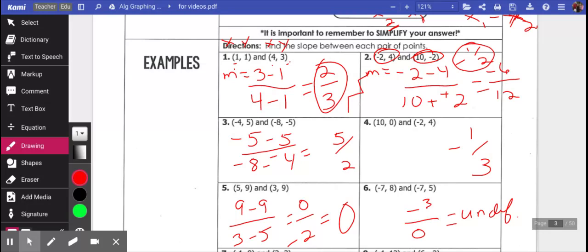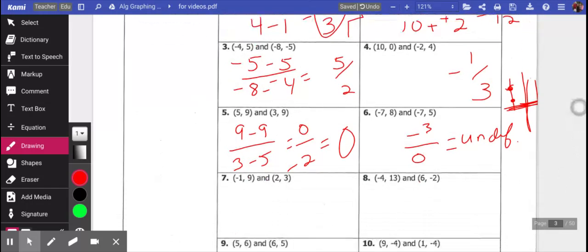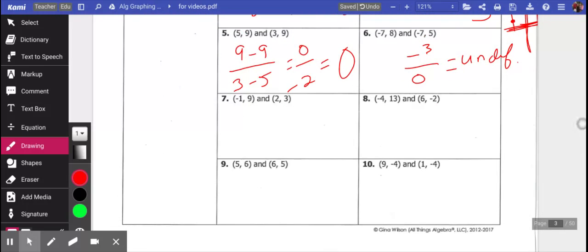And if you think about it, if you graph those, so if I draw a little chart here, and if I graph like -7, 8, that's going to go back left and up. That'd be about the right space there. And then -7, 5 is going to go back and then about right here. So it is going to be a straight up and down line. Okay, so go ahead and pause it and do 7 through 10, and then check back.